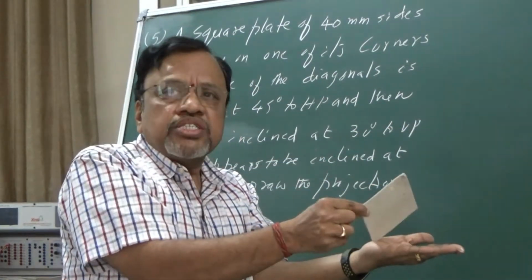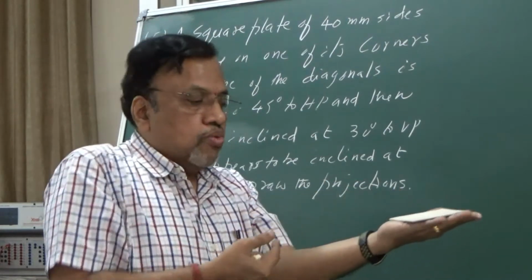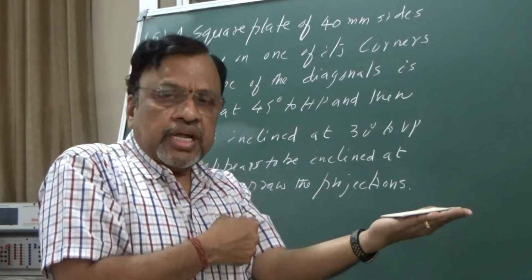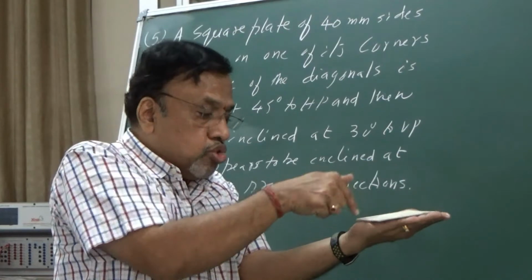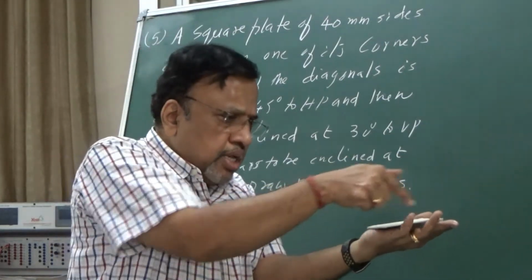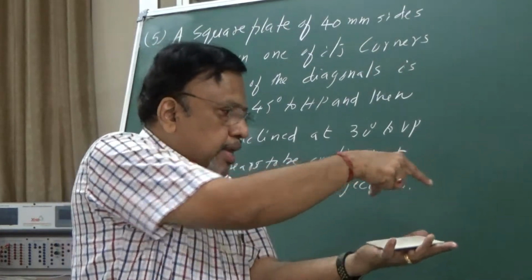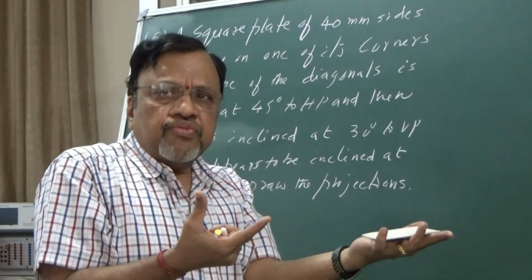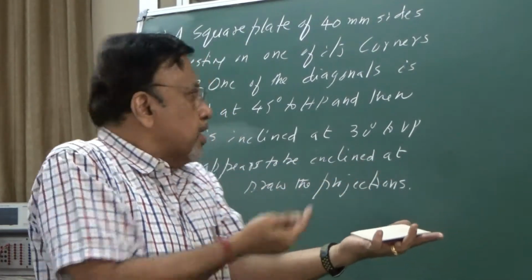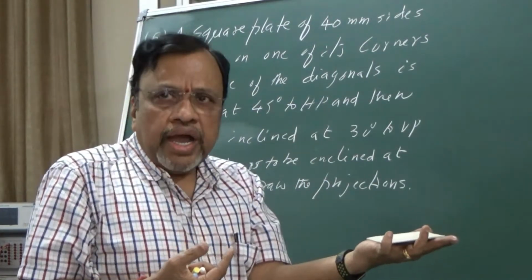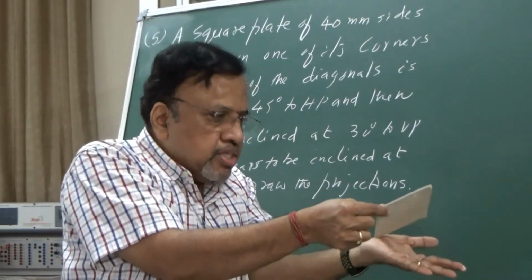Once I draw the initial views, since I have not directly given the surface inclination and instead given the diagonal, which diagonal do I need to consider? The diagonal passing through that particular corner. In the first figure, this diagonal is parallel to VP. Since it is parallel to VP, it is a true diagonal and the angle given is also a true angle, so I can simply lift it in this fashion.